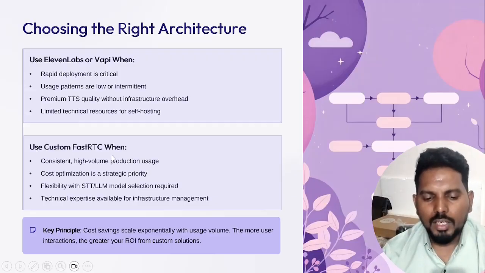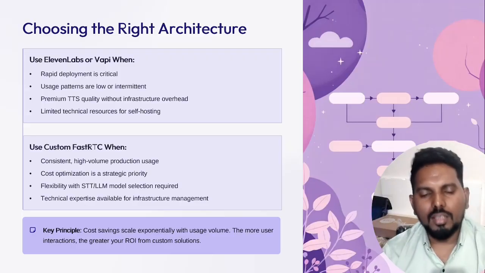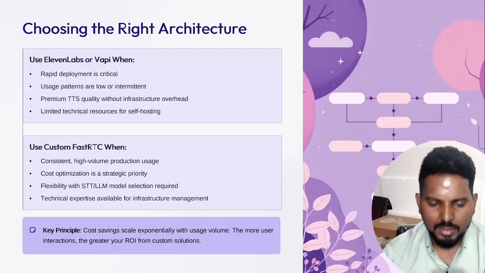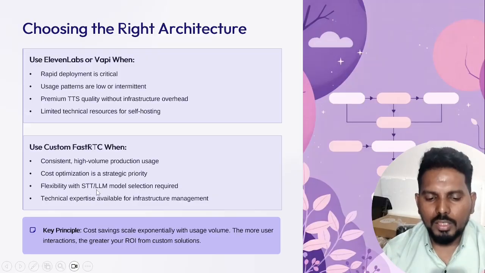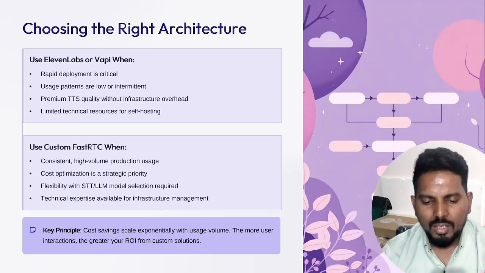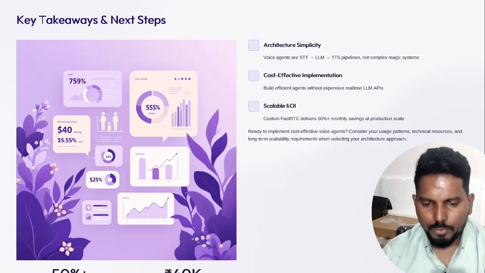Then when do you go for a custom solution? When you have high volume production usage, right? In a day, if your usage is more than 8 hours or more than 10 hours, then obviously a custom solution will be the right choice for you, because you will do a lot of optimization. You also have flexibility with speech to text: you can select your own speech to text or text to speech open source model. And you have technical expertise available, like let's say you have a development team, then obviously a custom solution will be the right fit for you, right?